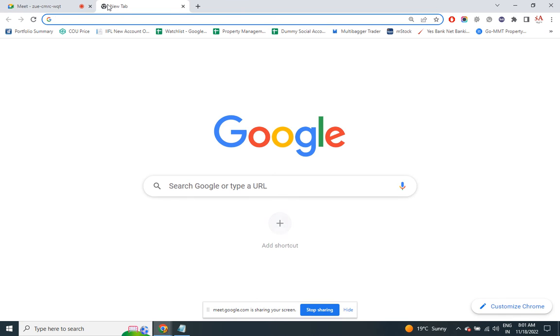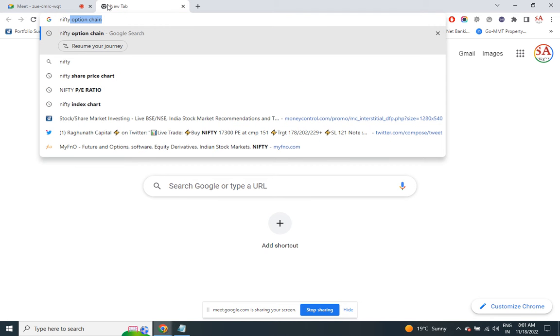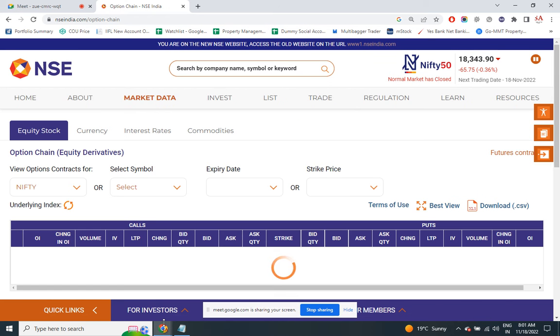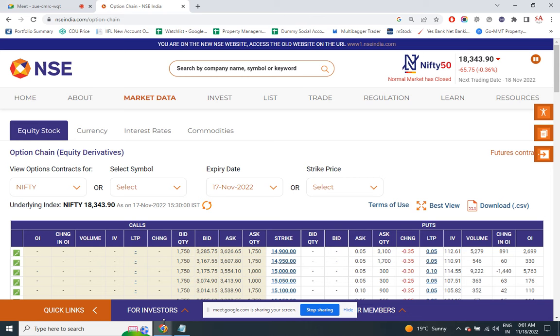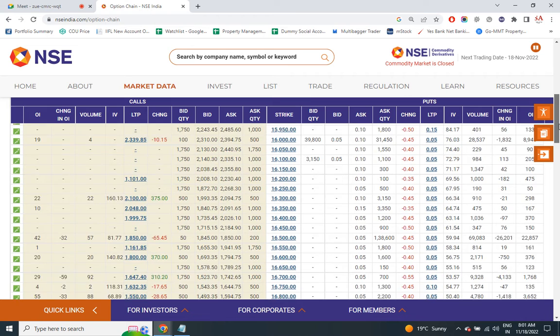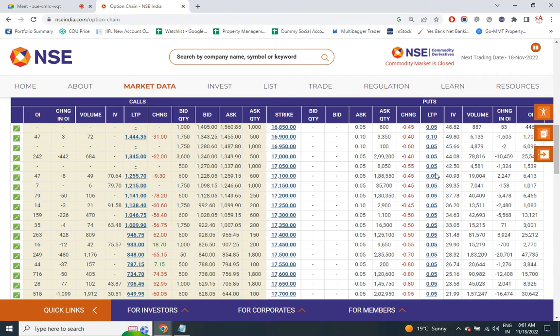Alright, let us first see the option chain. What has happened to the premiums? Now you can tally with all the option strategies that we have discussed as an example. So see here. All red, red, red everywhere.